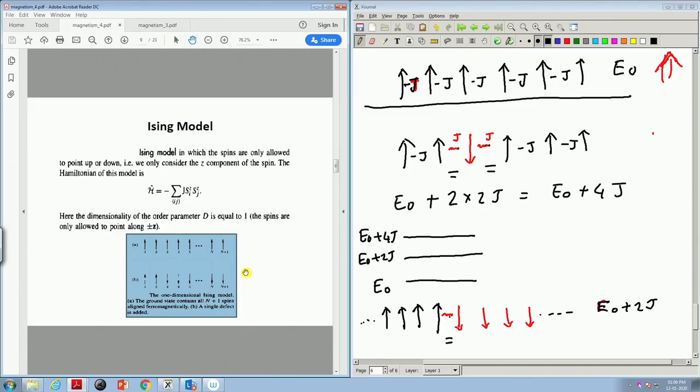I will also discuss a little bit of the symmetry of this model. From the symmetry you can actually guess a lot of things, and a little bit of that I will do, and then carry on doing the solution and then finish the Ising model.